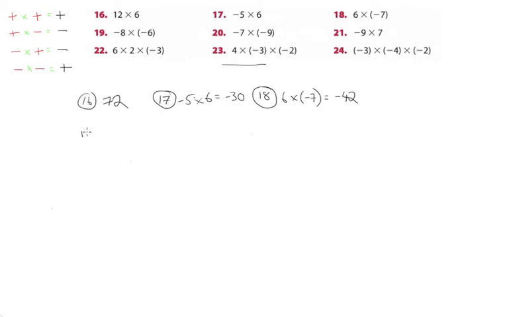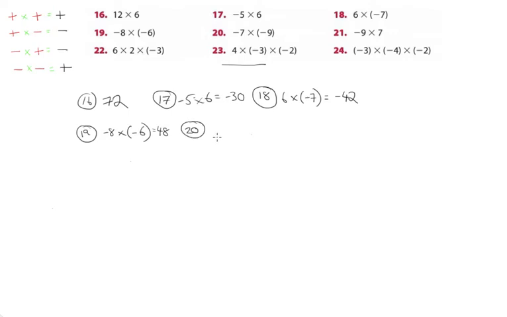Now, number 19, minus 8 multiplied by minus 6. The reason they're putting these in brackets is because they want you to be able to see this minus clearly when it's next to a multiply symbol. So 6 eights are 48. Now it's a negative by a negative, just like up here, so it's going to be positive. So the answer is 48.